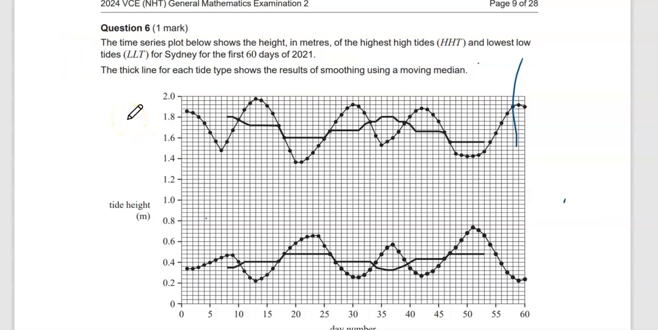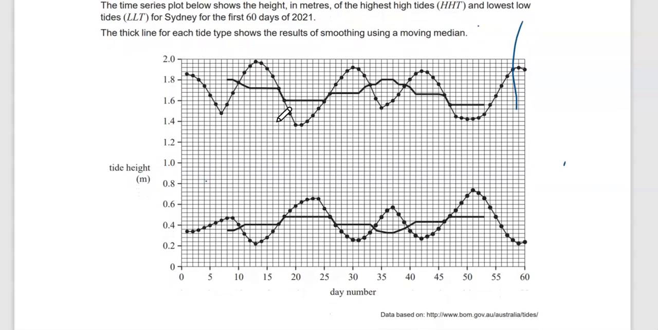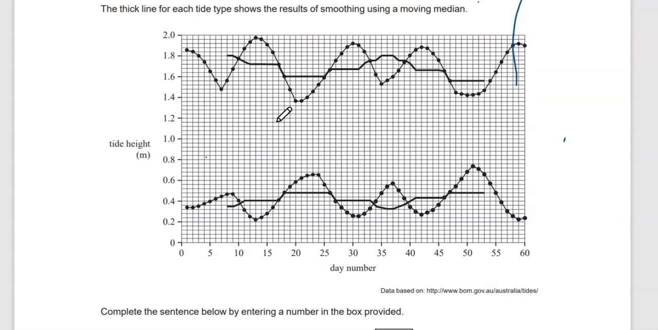All right, so this is the Northern Hemisphere 2024. I've just grabbed a couple of questions that I want to go through. So below is a time series plot of the high tides and low tides for Sydney over the 60 days. So we can see that there.